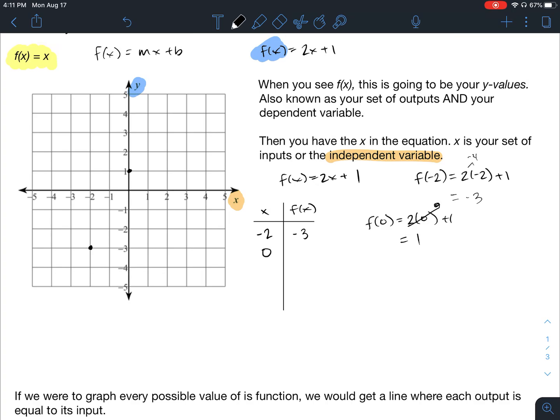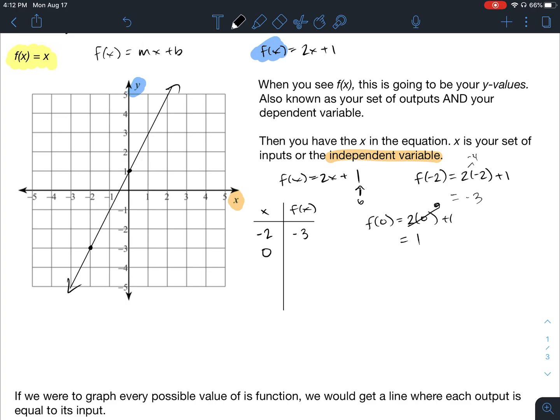Now, we could already tell what y is equal to when x is 0 from our function, right? Because this is in slope-intercept form, where this is b, that's our y-intercept. And sure enough, whenever we put 0 into our function, we get 1. Now let's go ahead and draw our line that we have here. There we go.